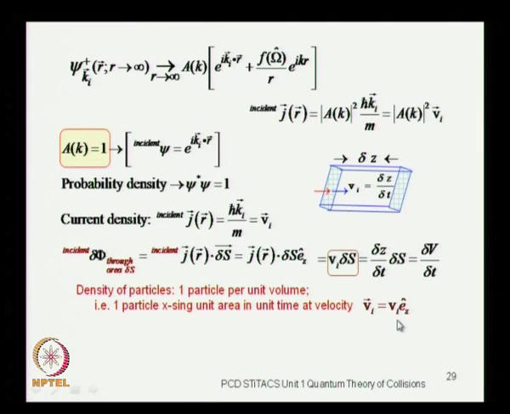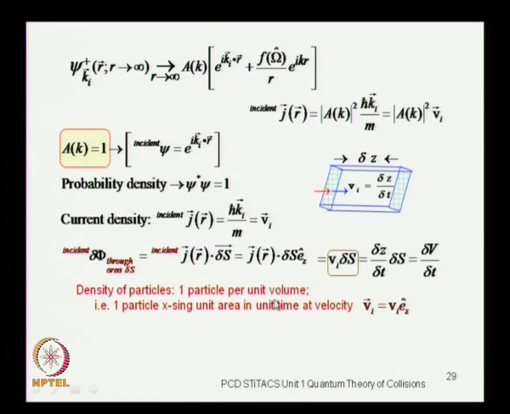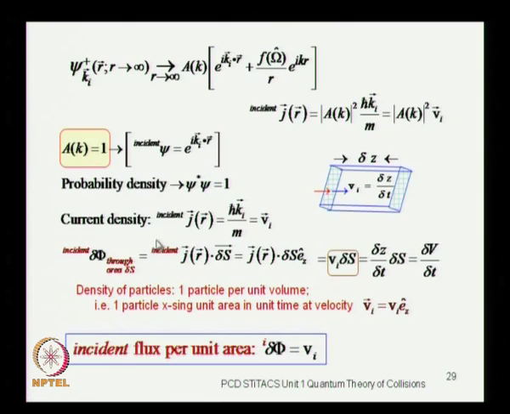So, given the initial velocity which depends on the energy of the incident beam, the energy of the incident beam is h cross square k square by 2m, h cross k by m is the velocity, and with reference to that velocity, which is Vi, you get one particle per unit volume with this choice of normalization. And the incident flux per unit area, this is the flux in area delta S. So, if you divide it by the area delta S, you get Vi itself. So, this is what this normalization corresponds to.